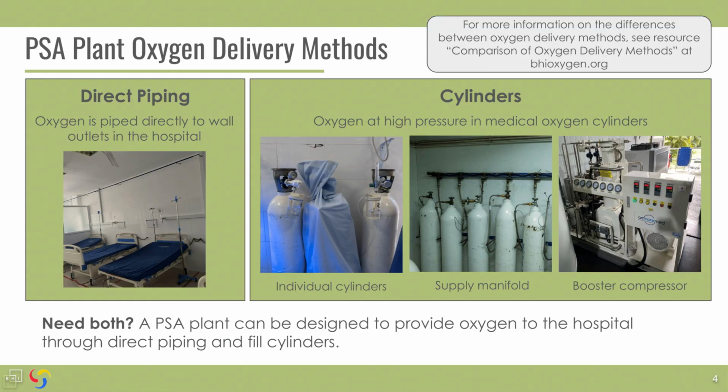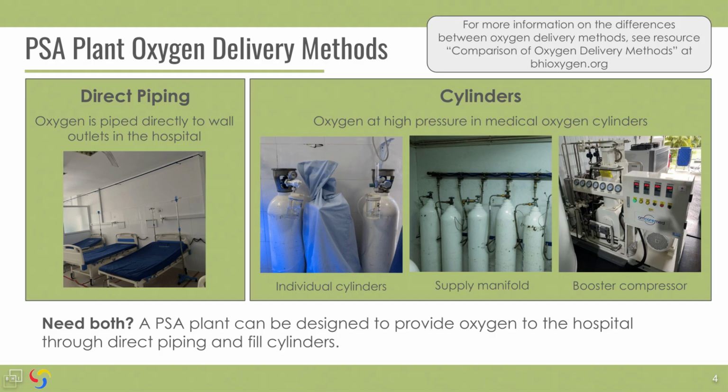For oxygen generated by a PSA plant, there are two main delivery methods: direct piping or cylinders. Direct piping. The direct piping method delivers oxygen directly from the PSA plant to patients at wall-mounted bedside outlets. When the PSA plant is on, oxygen is available on demand, like water at a faucet, as long as the total demand from the piping network does not exceed the capacity of the PSA plant.